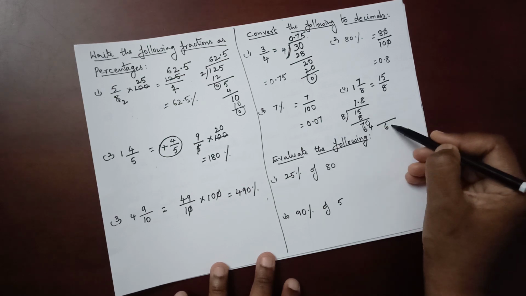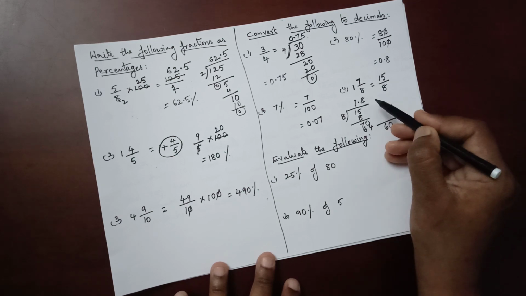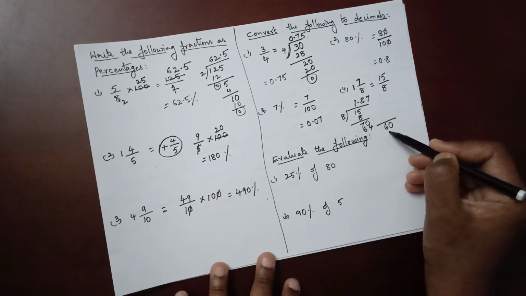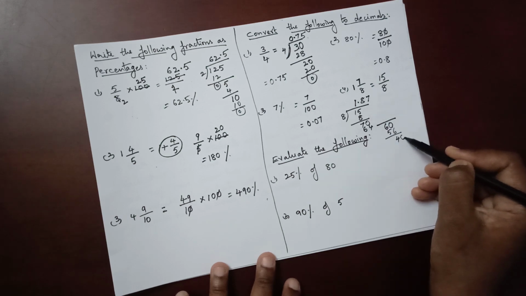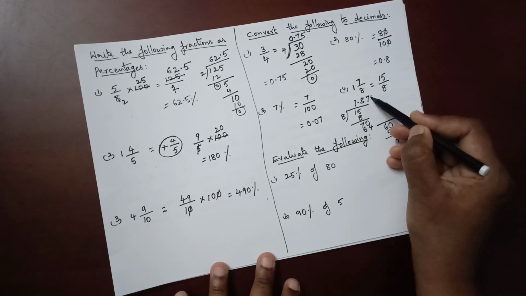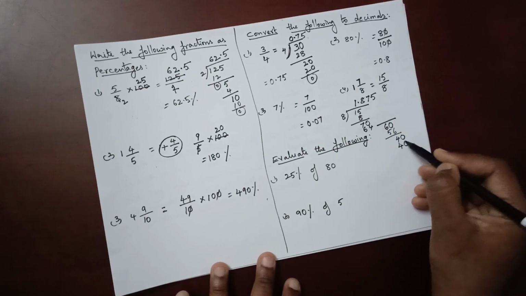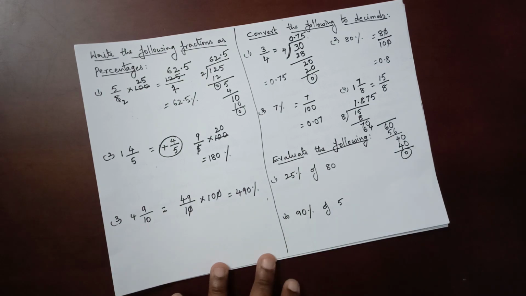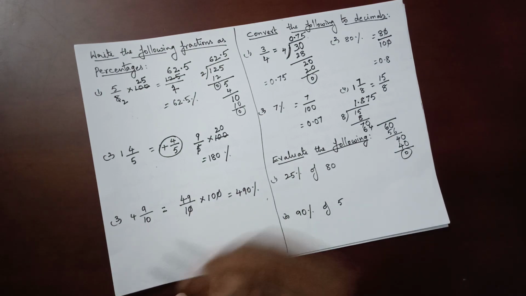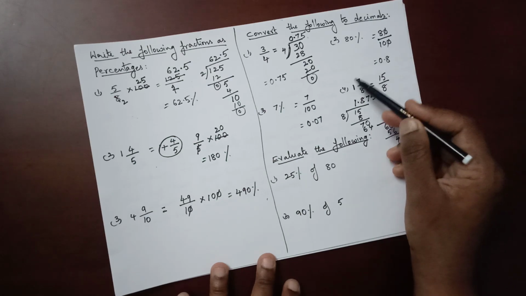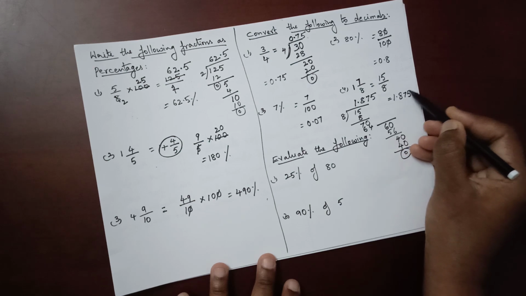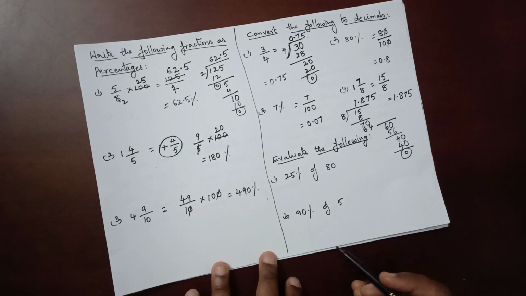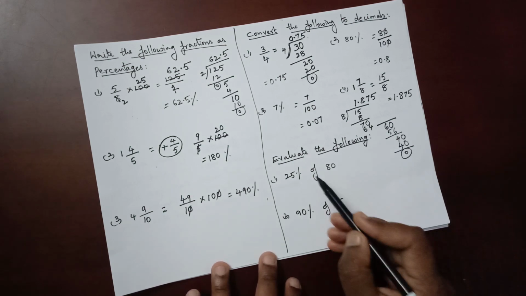Already decimal is there, so you can take 0 here. So 8 sevens are 56. What is the remainder? 4. Already decimal is there, so you can take 0. Okay, so 8 fives are 40. Your remainder is 0. Now what is the decimal value of this mixed fraction? Here it is 1.875. Okay, one more thing.